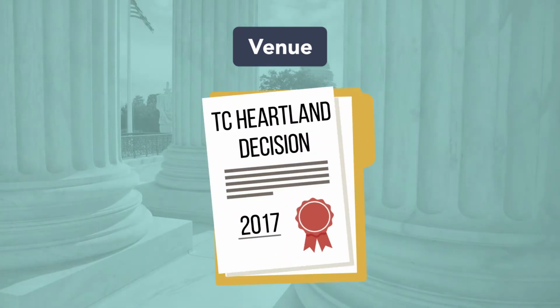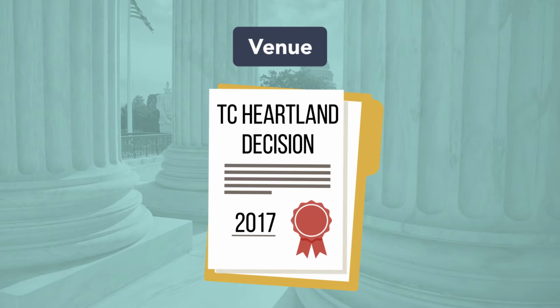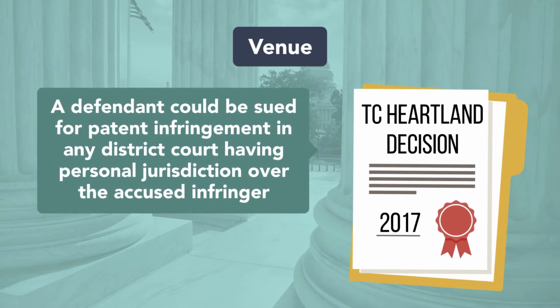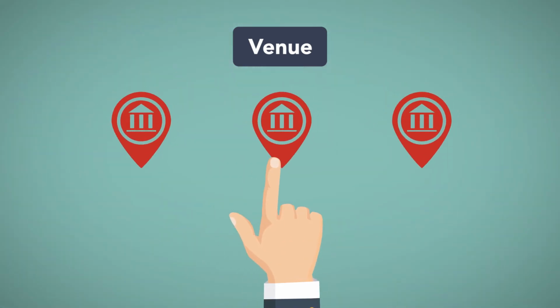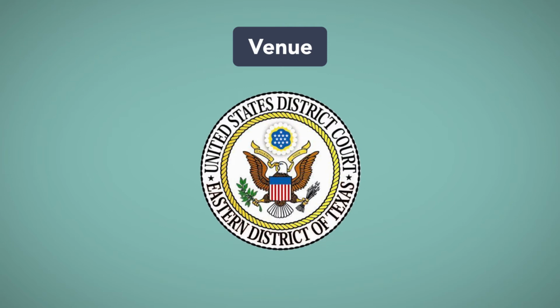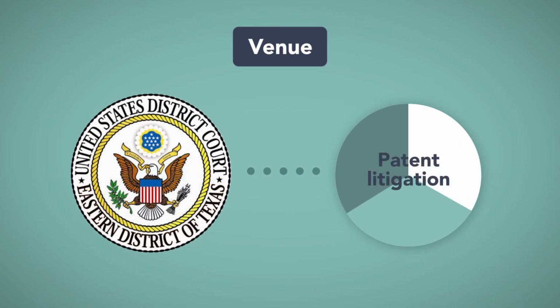Prior to the Supreme Court's 2017 T.C. Heartland decision, a defendant could be sued for patent infringement in any district court having personal jurisdiction over the accused infringer. Because patentees were free to choose the forum, a single pro-patentee district, the Eastern District of Texas, handled more than a third of all patent litigation.